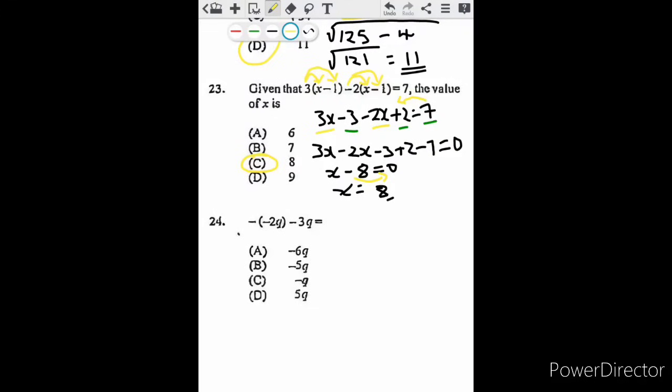Question 24. We have minus negative 2q minus 3q. So we just multiply our brackets out. So we have negative multiplied by negative 2q, and we know negative multiplied by negative is positive, hence positive 2q minus 3q. Simplifying this, we have 2 minus 3, which is a negative q. And our answer is C.